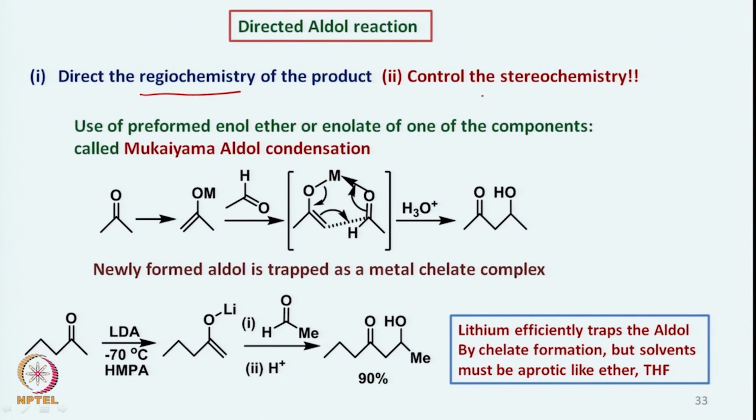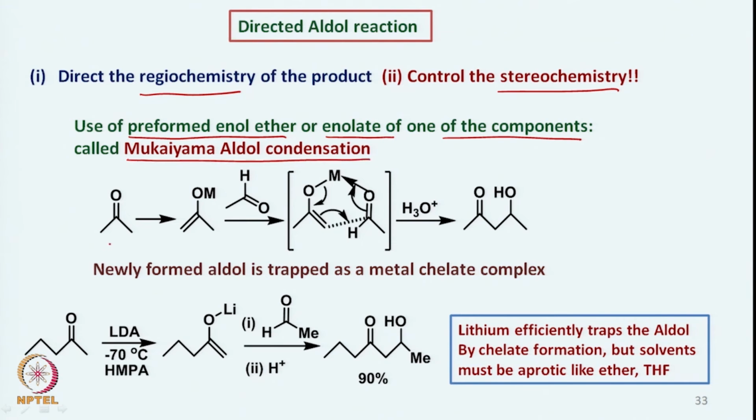Now, is there a way by which we can control these reactions and get only one of them as the major product? Because we will eventually have to see how they can be done as an asymmetric aldol reaction. For that purpose there is a directed aldol reaction, that is, you direct the regiochemistry as well as control the stereochemistry. So you can have a preformed enol ether or enolate of one of the components and then carry out the aldol condensation, which is what is called the Mukaiyama aldol condensation.